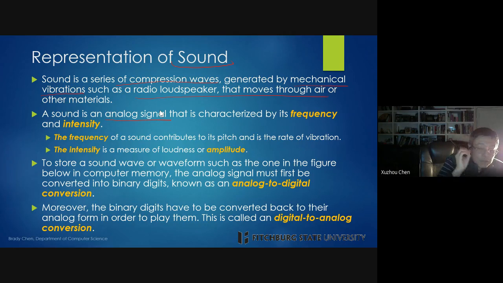You can characterize the sound by two things. One is the frequency of the sound. The other is called intensity. The frequency of the sound contributes to its pitch, and it's the rate of vibration. For example, if you play with a string, it is going to vibrate. Depending on how tense the string is, sometimes the string is going to vibrate at a very high speed, very high frequency.